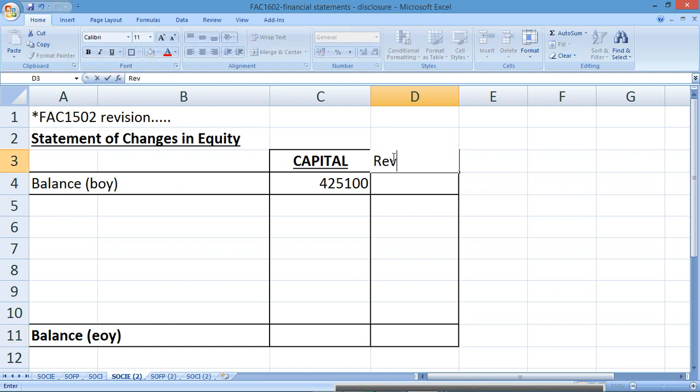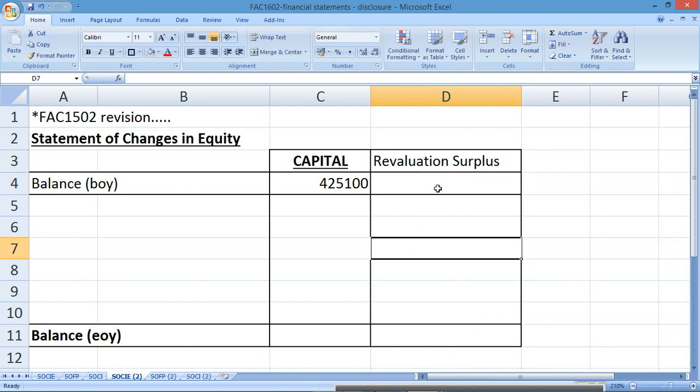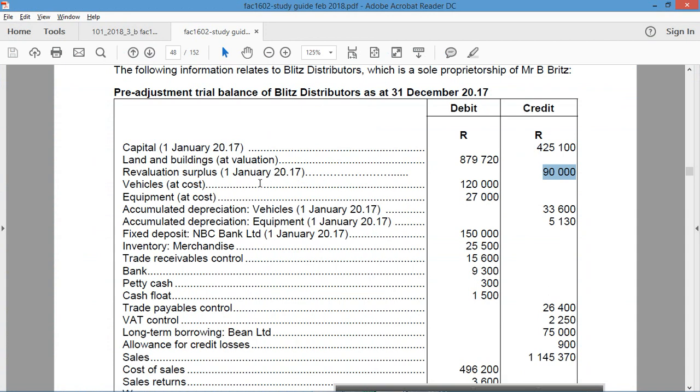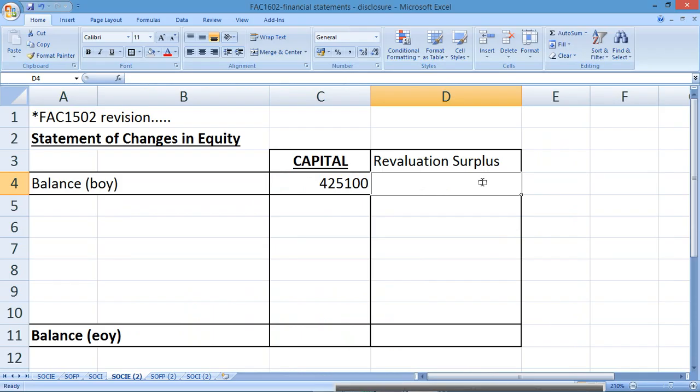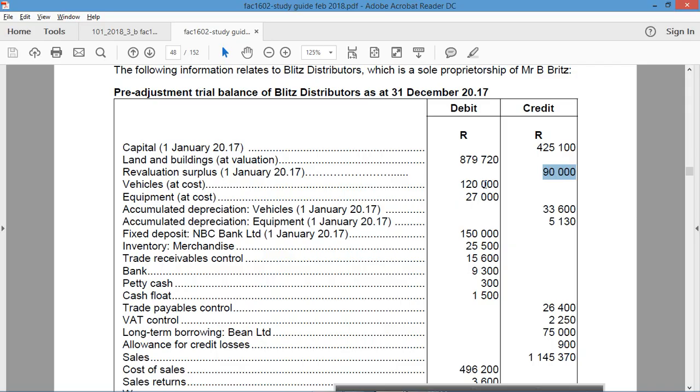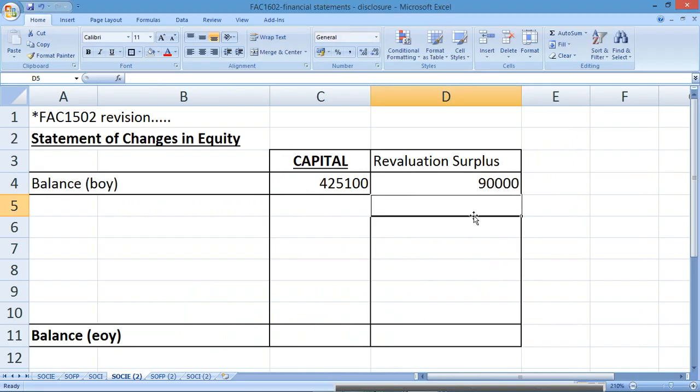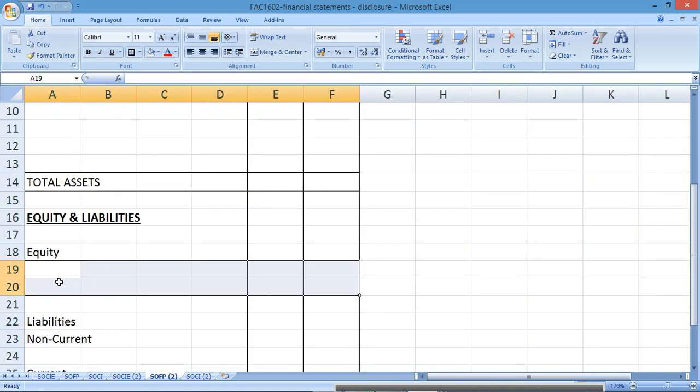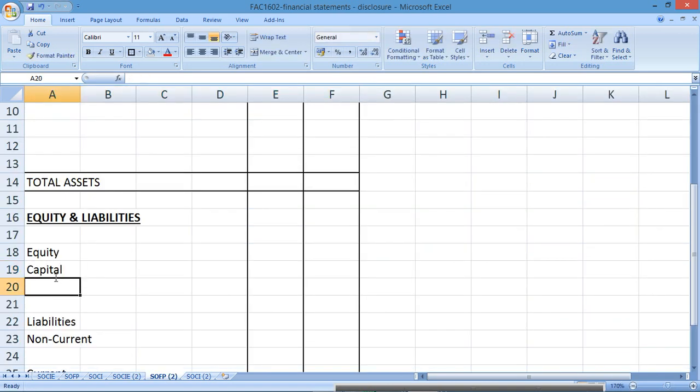So revaluation surplus. We read it as being 90,000 at the beginning of the year. Was it 90? Yeah, it was 90. I would have to remember to include that here, because I would have capital and a revaluation surplus. So that might have been something a little bit new or different, but it's just to recap and revise the actual disclosure, how we present information. Perfect.